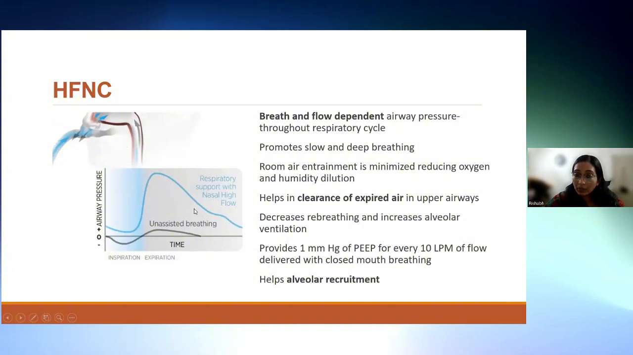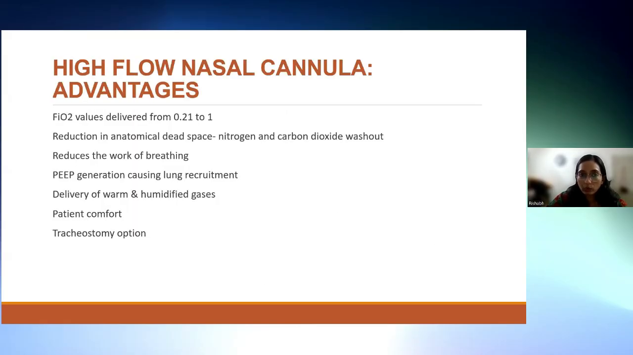It decreases rebreathing and increases alveolar ventilation. For every 10 liters per minute of flow, there is a PEEP generation of about 1 millimeter of mercury, especially when the patient has closed mouth breathing. And hence, it helps alveolar recruitment.